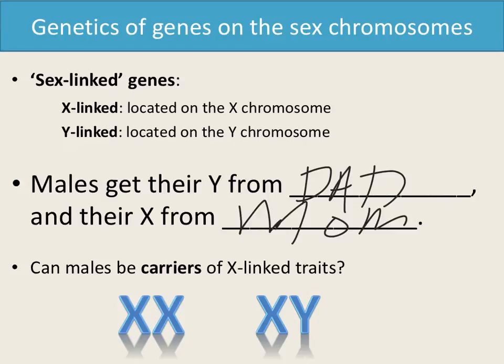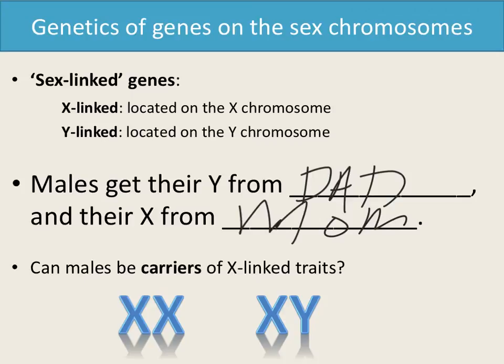So if you're a boy and you have problems, you know which parent to blame it on. Okay? My mom gave me a bad X. My dad gave me a bad Y. Period. I mean, that's just the way it is. Like with Huntington's disease, well, first of all, it's not on sex chromosomes, so we can forget about that. Okay. And there's another thing.